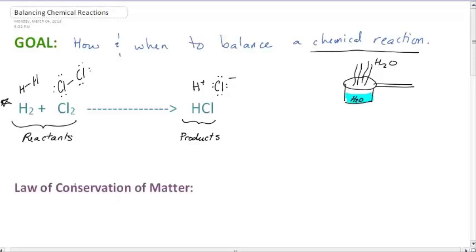But there's a big problem with the way this chemical reaction is written. See if you can find it. So the problem is that we have two hydrogens in the reactants, but only one in the products. And again, we have two chlorines in the reactants, but only one in the products. And that's a problem because where did the other hydrogen go? Where did the other chlorine go?